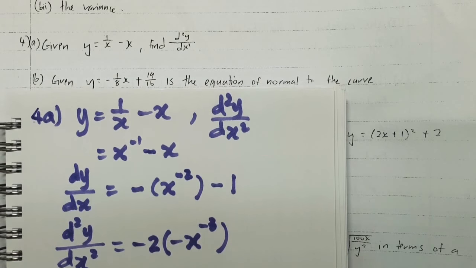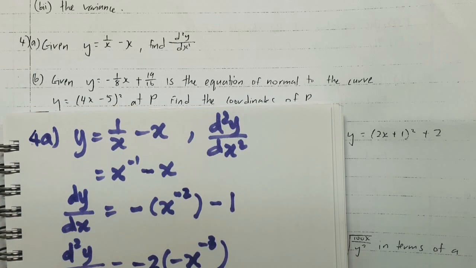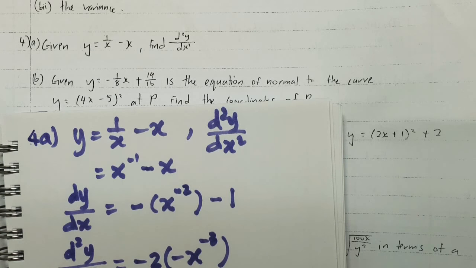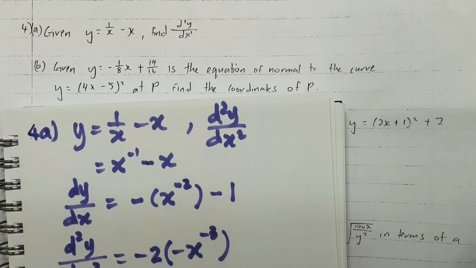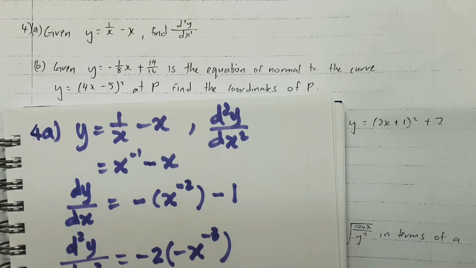So we have found the answer for the second order derivative. That is for part A. Now part B, we are given y and also the equation of the normal to the curve, and it's at P. So we need to find the coordinates of P. Let's put this information on paper.